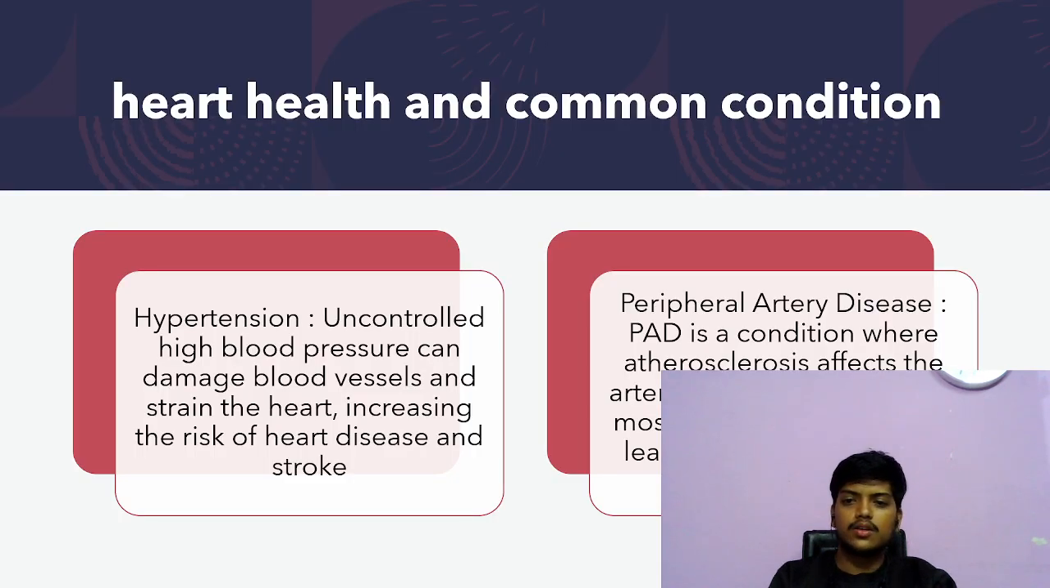Hypertension as well as peripheral artery disease, the PAD. Hypertension is uncontrolled high blood pressure that can damage blood vessels and strain the heart, increasing the risk of heart disease and stroke. PAD is a condition where atherosclerosis affects the arteries outside the heart, most commonly in the legs, leading to reduced blood flow to the limbs.